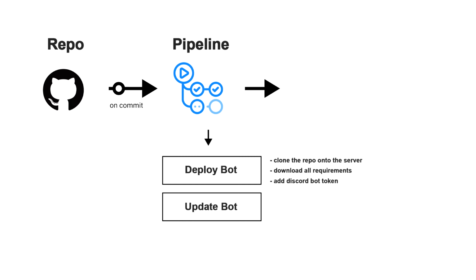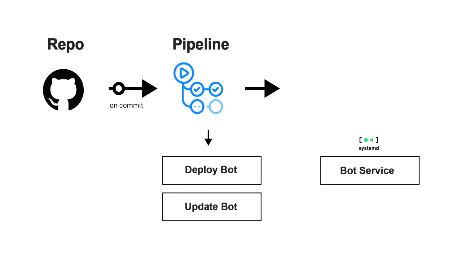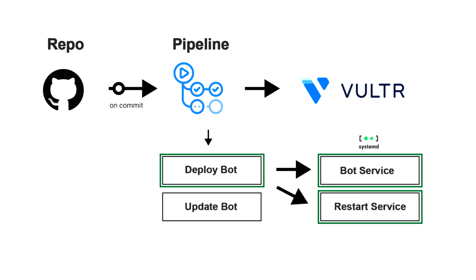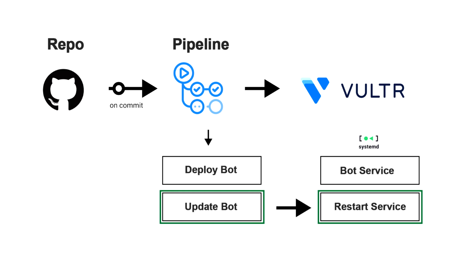So the deploy job will create the bot service and the restart service via systemd. The bot service is the main driver for your Discord code. So this is what's actually running your code in a daemon. And the restart service's only responsibility is to restart the bot service whenever it's been triggered. So to summarize, the deploy bot job creates the bot service and the restart service, and the update bot job clones the repo and then restarts your bot. So your server is up and running.